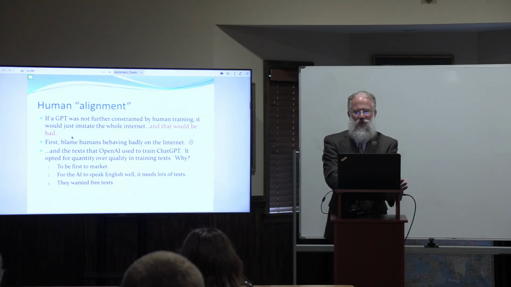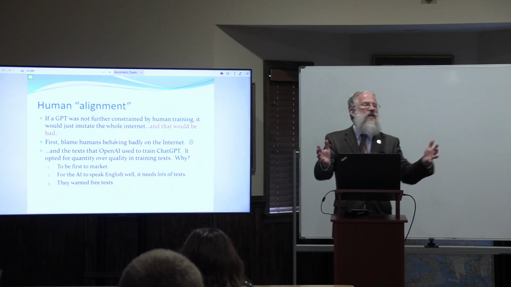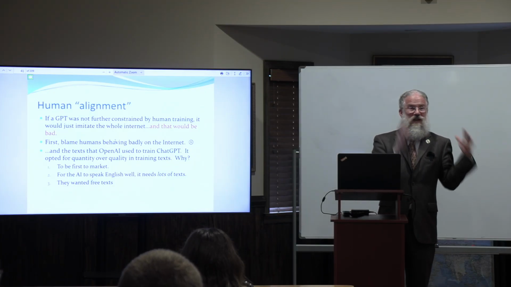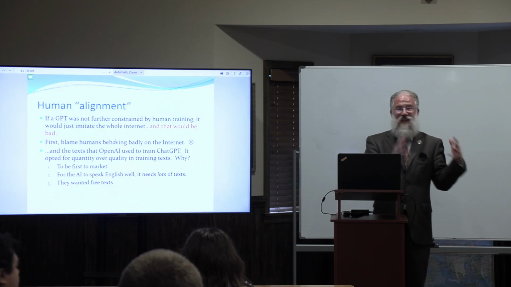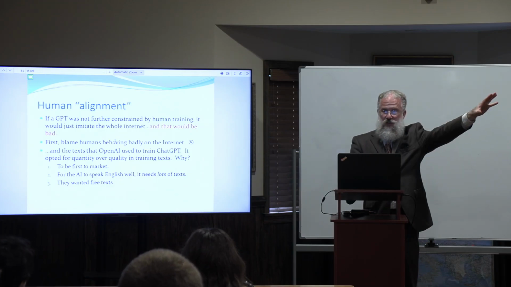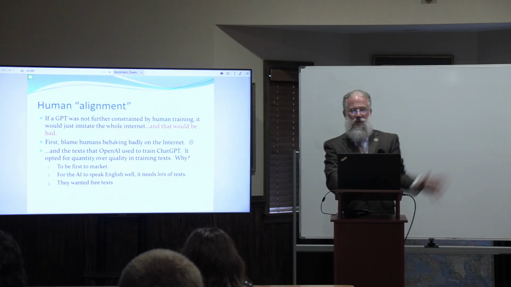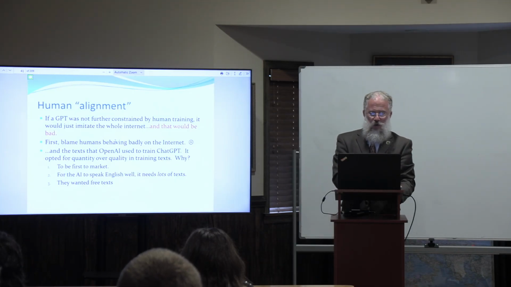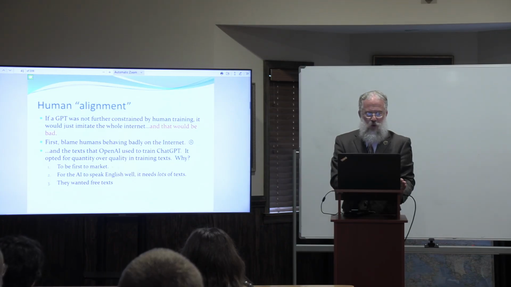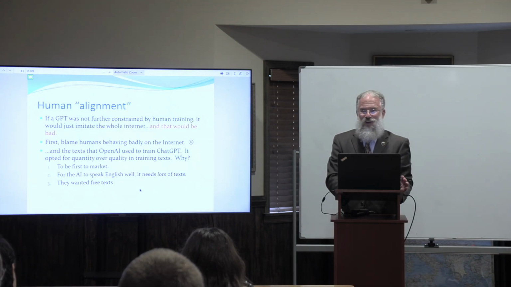So first, blame humans behaving badly on the internet, because that's the only model it has to look to. And then you could maybe say, the text that OpenAI chose to train ChatGPT, really, are those the best? And they're trying to do more with better curated text. But getting human curated text of that size, remember, three St. John's Evangelist Libraries, takes a huge amount of effort, and you have to pay people to do it. So they're trying to just suck up texts that are there. Part of it, they wanted to be first to market, and part of it, they need a huge hoard of text for it to be broadly knowledgeable and to speak English well, and they wanted free text, so they took what they could get, like Common Crawl.